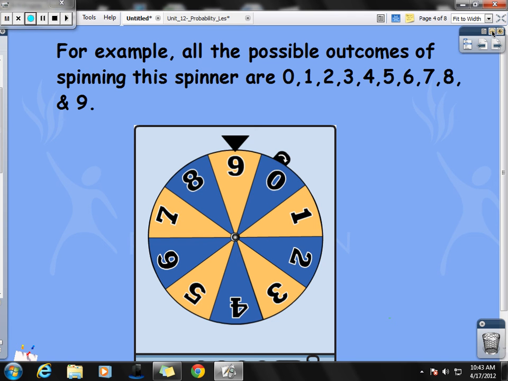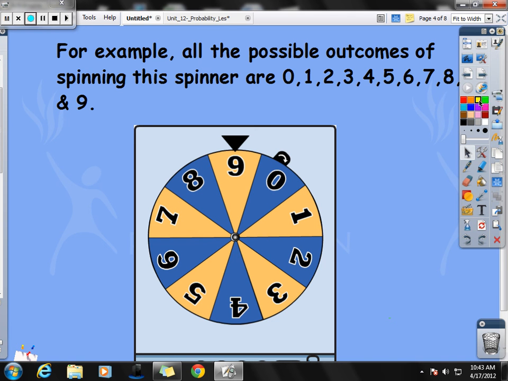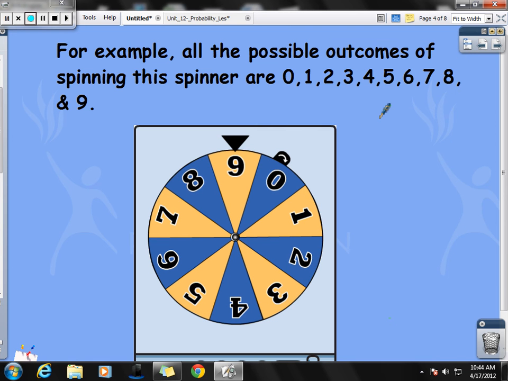Now, if we change that and we say, well, I don't want to know what the outcome is for numbers, what if I was thinking of colors? Well, how many colors are there? There's only two. There's a blue, or I guess you'd call that like a beige. So the probability of landing on blue is going to be a 50-50 chance, because there's an equal number of blue spokes and an equal number of yellow spokes. The probability of landing on any one of these numbers is a 1 in 10 chance.